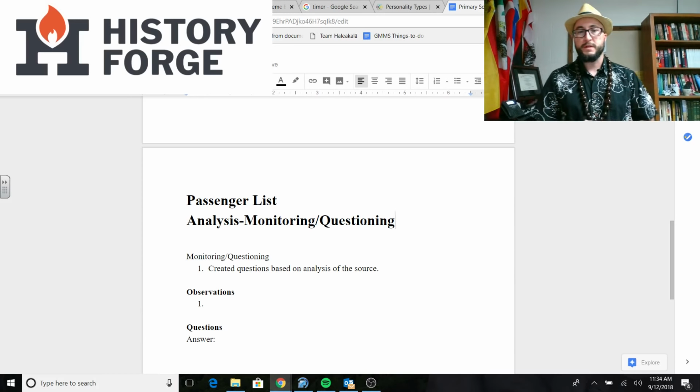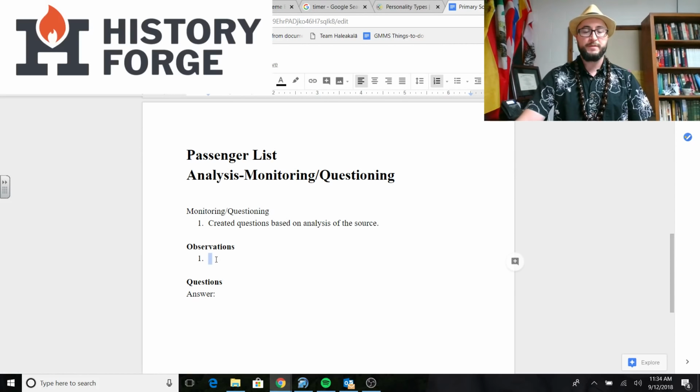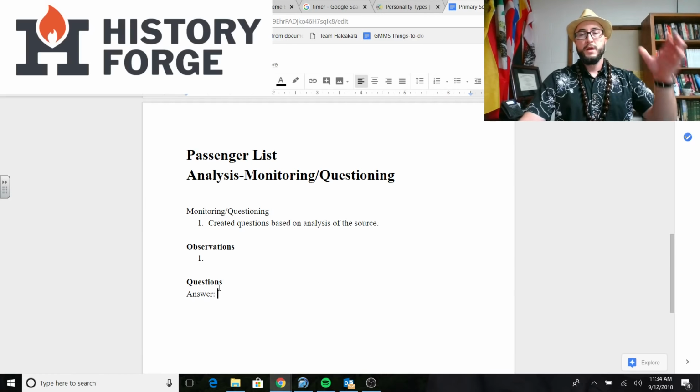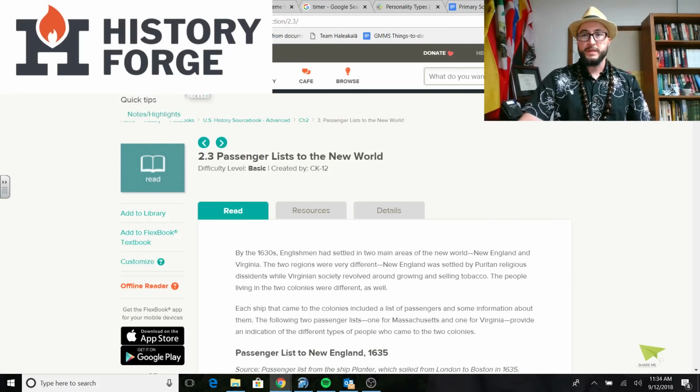So I got this skill right here. It's the number one skill for monitoring and questioning. It's called Created Questions Based on Analysis of the Source. Pretty simple stuff, and I even have it set up for us. I got observations right here. My answer is going to go here. So I'm going to jump back and forth between these two things. I'm going to get my handy dandy colored pen too. I think I'm going to go with green today. Let's test it out. Very nice.